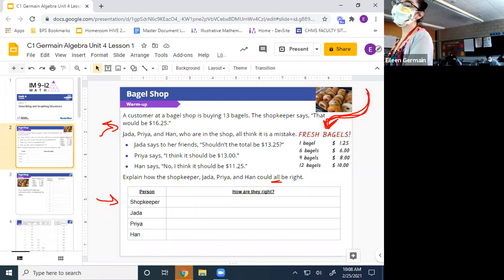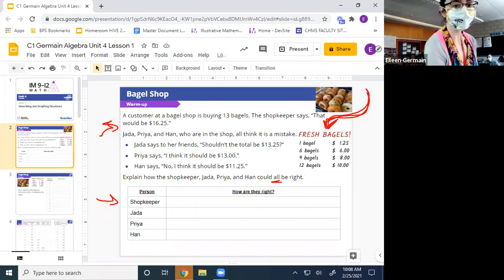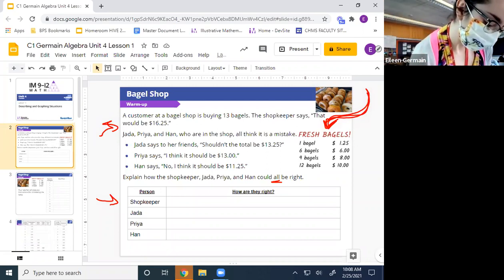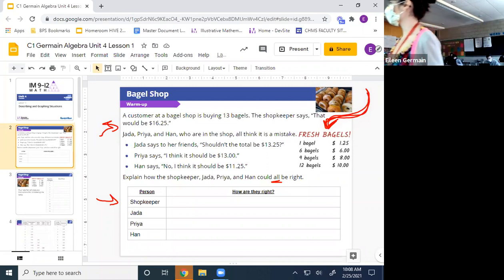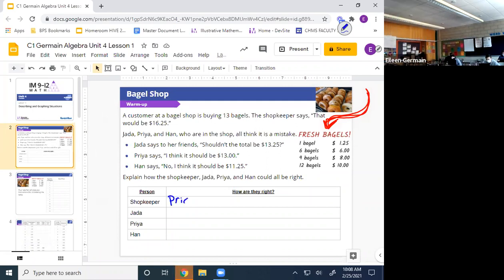Okay, here we go. I'm looking at this guy. If we look at the combination that the shopkeeper said, he said 13 bagels would cost me $16.25. What did he do to get that $16.25? Kyle: He said the price of one bagel, and he multiplied by 13.